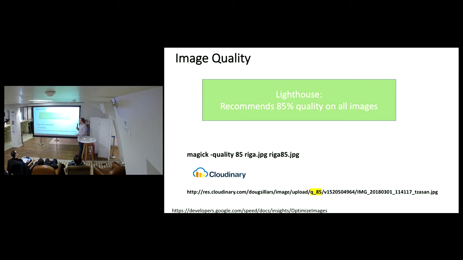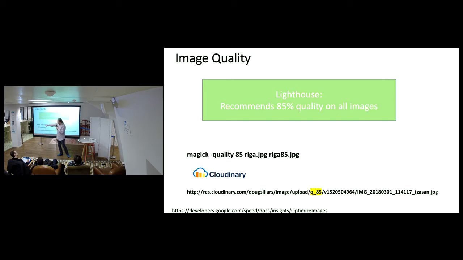Lighthouse recommends that you save all of your images at 85% quality. When you do 85% quality, that's a lossy save. You're going to lose some of your pixels there. However, at 85%, for the most part, no one can tell any difference on the web. So Google said 85% in general is really, really good.